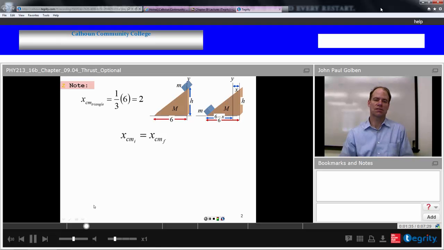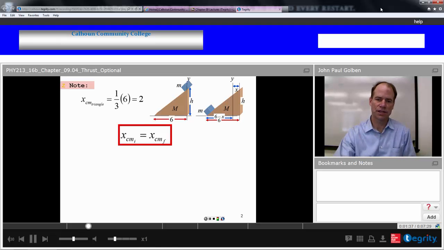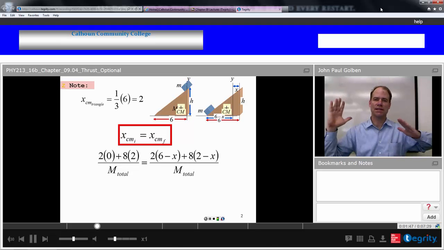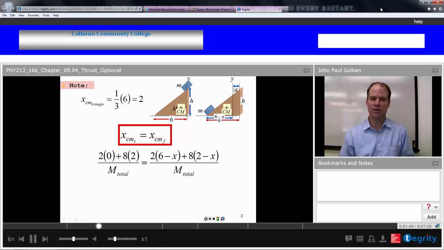So our center of mass initially should equal our center of mass finally. Initially, we had the 2 kilogram mass located at x equals 0. We have the big mass, the triangular mass, 8 kilograms, located at x equal 2, and we divide that by the total mass of the system. So that's our initial location of the center of mass.